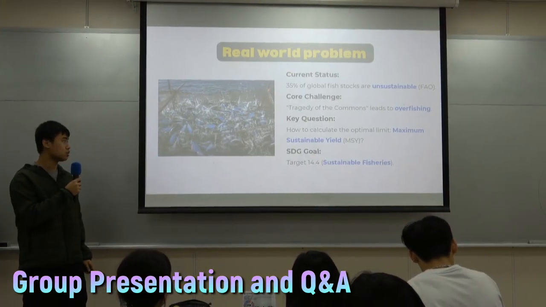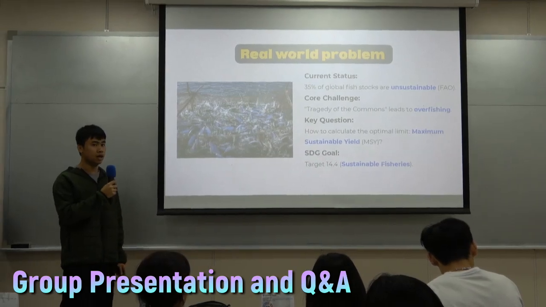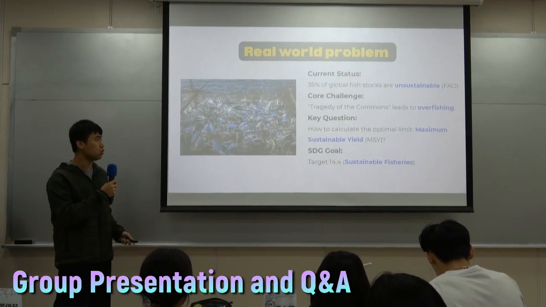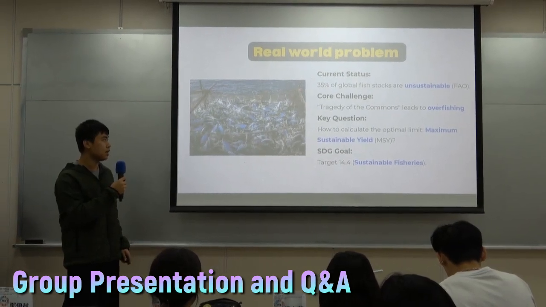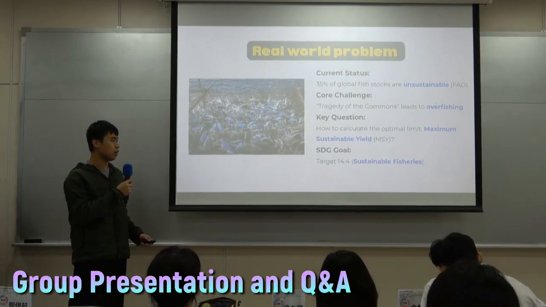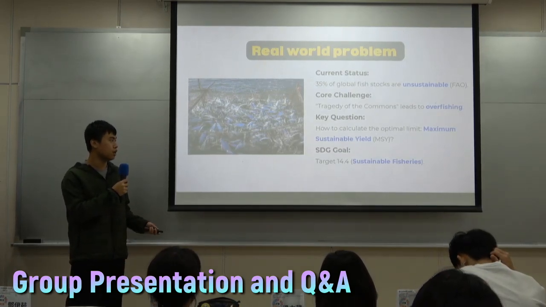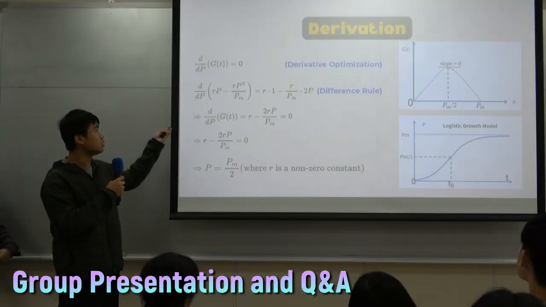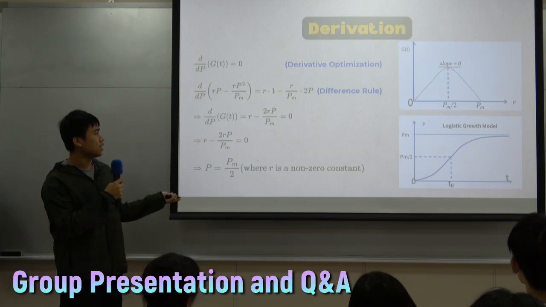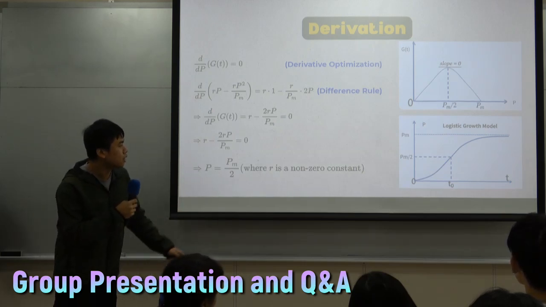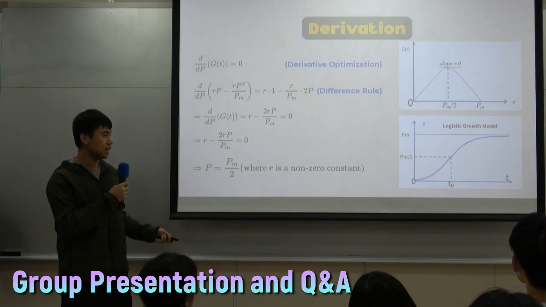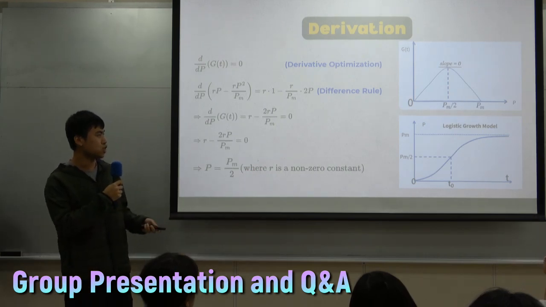Today we are going to talk about how to know the limits, or how many fish we should catch to sustain the surroundings and keep the use sustainable. So every year we can have a sustainable amount of fish to catch. We use the derivative optimization rule and the differential rule to find the slope on the graph, and to get the maximum rate of fish change.